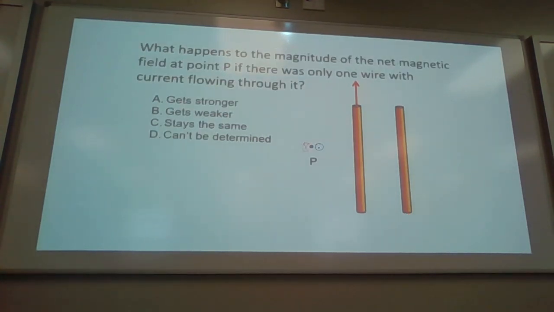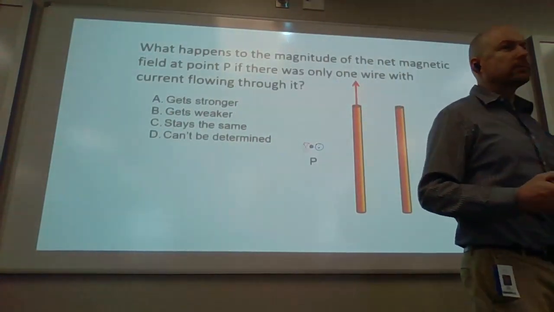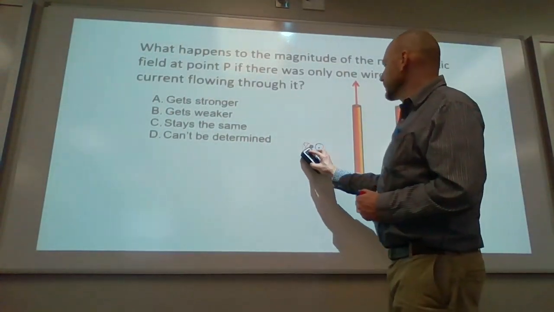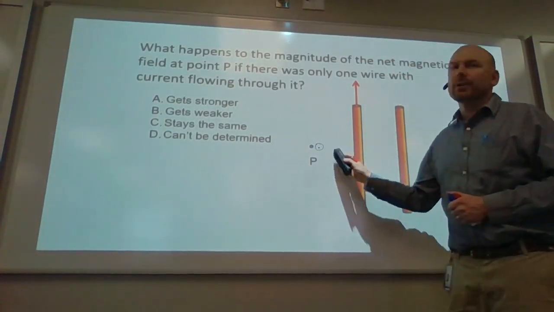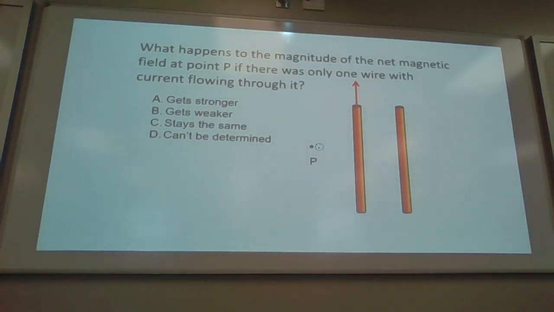Follow-up question. What happens when you kill the current in the right wire? Correct answer is when you get rid of this, the net magnetic field gets stronger because you don't have now this opposing magnetic field.